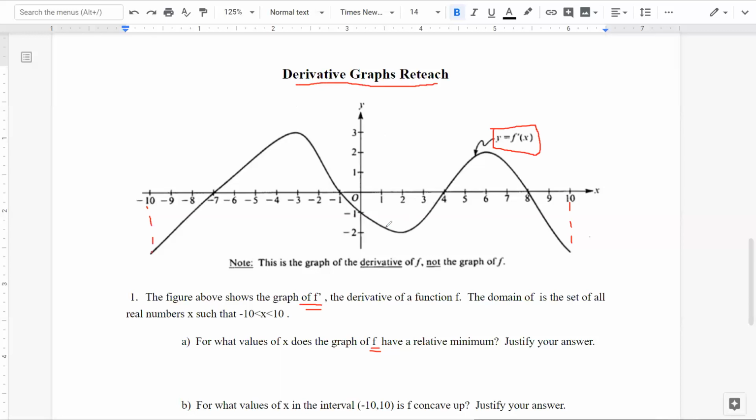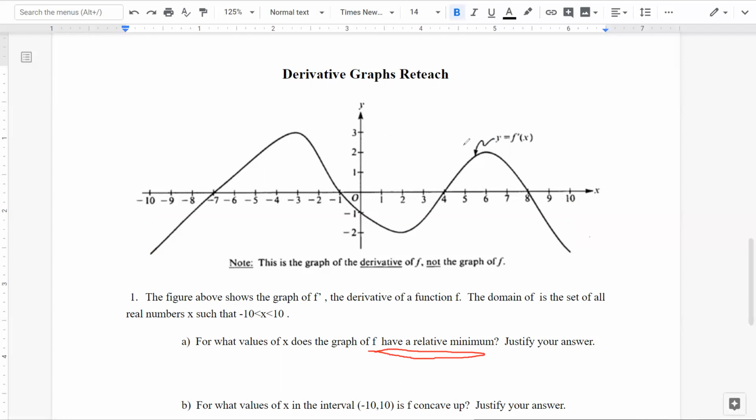Now, some of us might be inclined to say this point right here is a relative minimum. That would be a relative minimum of f prime. So remember that this is f prime, and they're asking us about f, this original function that we can't see. So unfortunately, it's not so easy as just identifying the low points of f prime to find the relative minimum of f. But what is nice is that we can go up to our reference sheet and figure out, how do I know when f has a relative minimum?